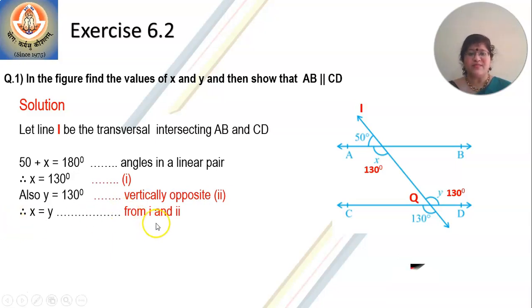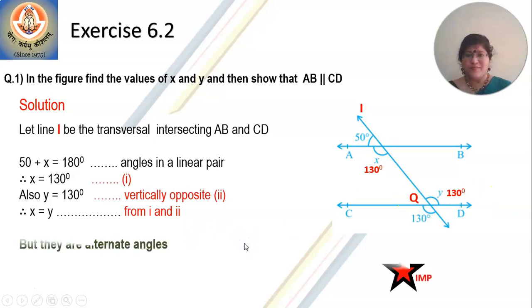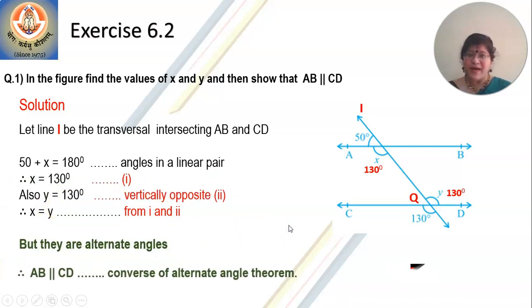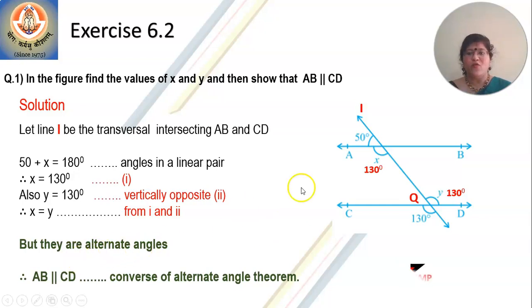You can say that from statement 1 and 2, x is equal to y. But when I say x equal to y, what kind of angles do they form? Are they not alternate angles? So what have I proved here? I have proved that alternate angles here are congruent. Therefore, do the lines become parallel? Yes. Therefore, line AB becomes parallel to CD because of converse of alternate angle theorem.